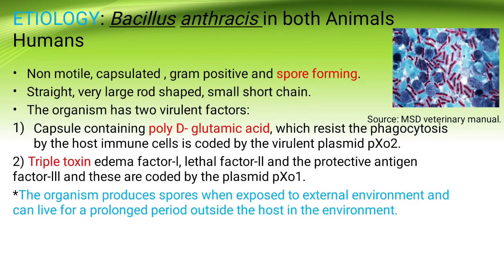Etiology: the disease is caused by Bacillus anthracis in both animals and humans. It is non-motile, capsulated, gram-positive and spore-forming, a very large rod-shaped organism in short chains. The organism has two virulent forms. One is the capsule containing polyglutamic acid, which resists phagocytosis by the host immune cells and is coded by the virulence plasmid pXO2. The second is the triple toxin: edema factor 1, lethal factor 2 and protective antigen factor 3, and these are coded by the plasmid pXO1.